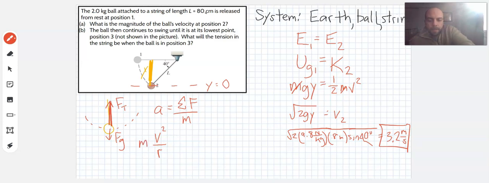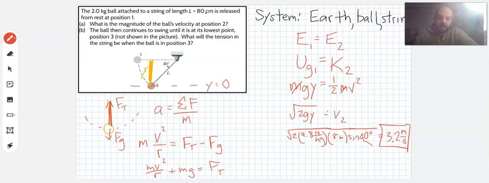I'll multiply the mass over on that side, all in one step, and the sum of the forces will be Ft minus Fg, defining in as positive. So then it's mv squared over r plus mg will equal the force of tension. Now I know the mass, I know the radius, which would be the full length of the string, and I know the gravitational field strength here.